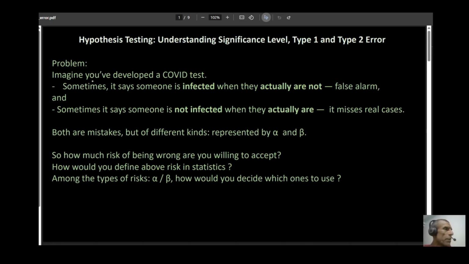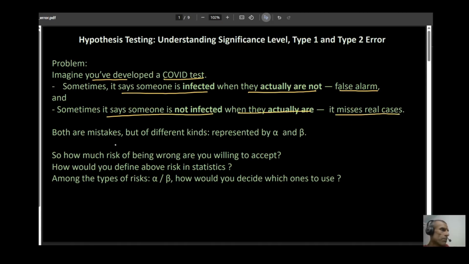Problem statement. Imagine you have developed a COVID test. Sometimes this test says someone is infected when they actually are not infected. In other words, it gives a false alarm. And sometimes it says someone is not infected when they actually are infected. In other words, it misses the real cases. Both are mistakes, but of different kinds, and these are represented by alpha and beta.